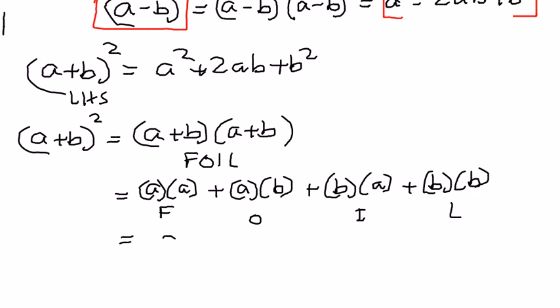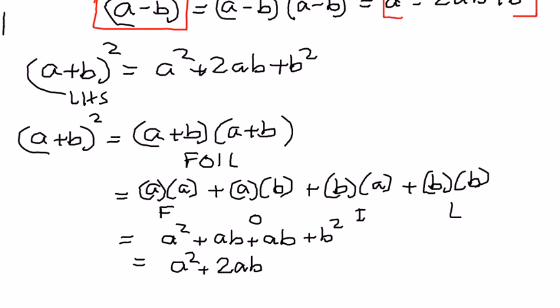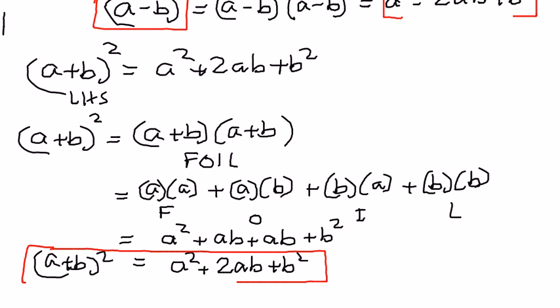When we simplify this, this is A squared. A times B is AB. B times A or A times B means the same thing, so I'm going to write it as AB, plus B times B is B to the power of 2. So when we put all of this together, A squared plus AB plus AB is 2AB, plus B squared. Therefore, A plus B, the whole squared, is equal to A squared plus 2AB plus B squared. That is the way we want to understand this binomial raised to the power of 2.